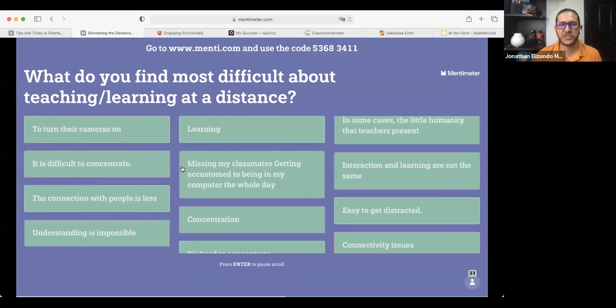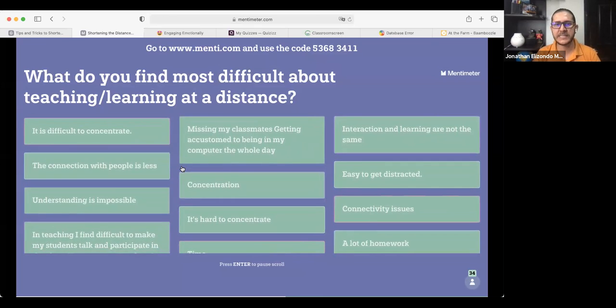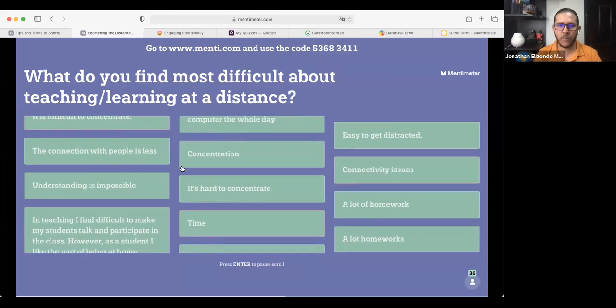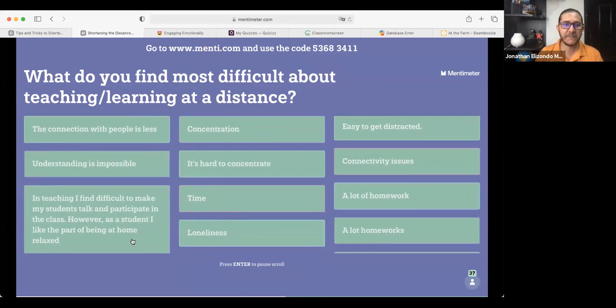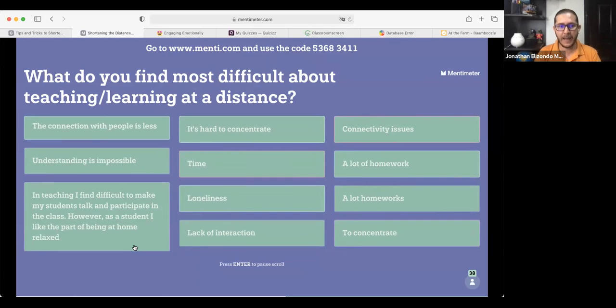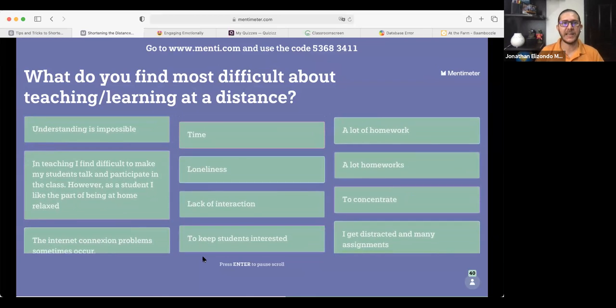Connection with people. Yes, connections are something that we need to work on. Understanding is sometimes impossible. It's hard to concentrate, a lot of homework, time, loneliness. Very good. I'm teaching and I find it difficult to make my students talk and participate in the class. Very good. Thank you very much again.